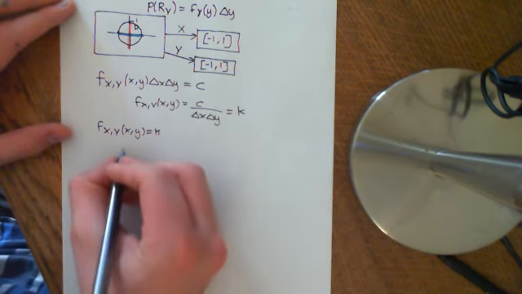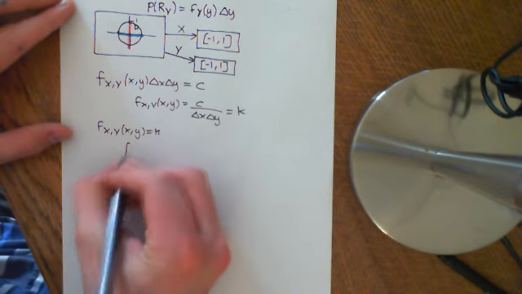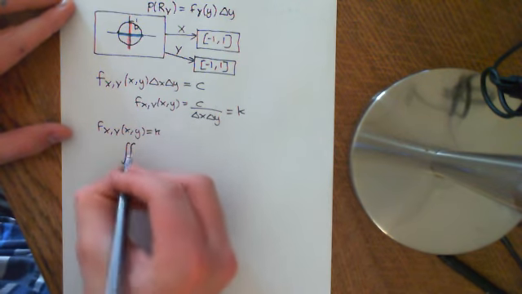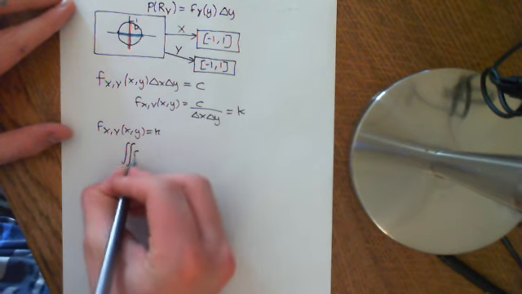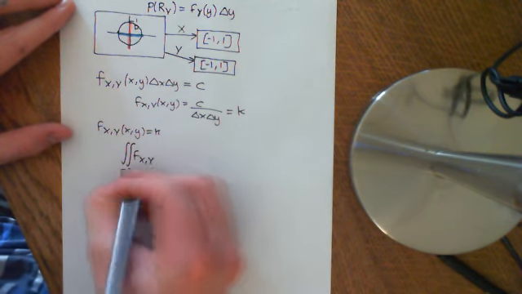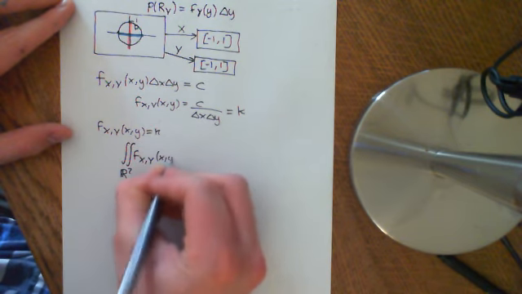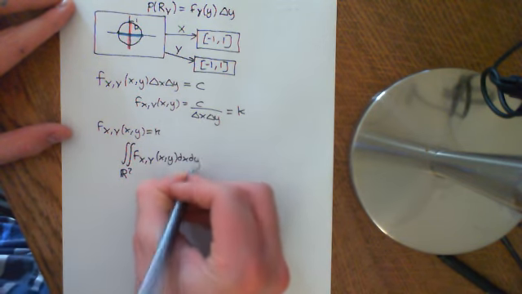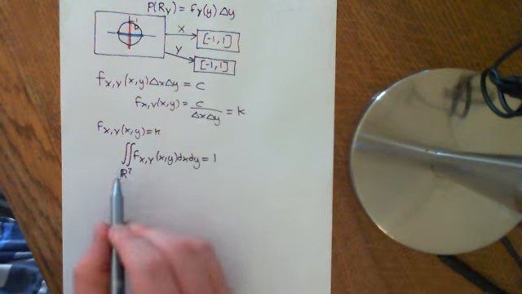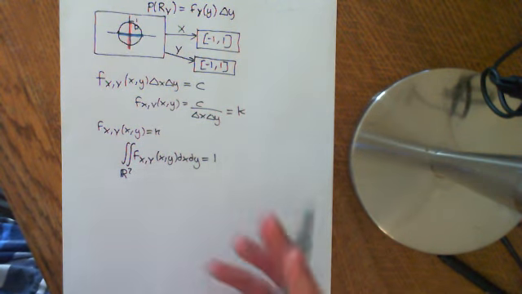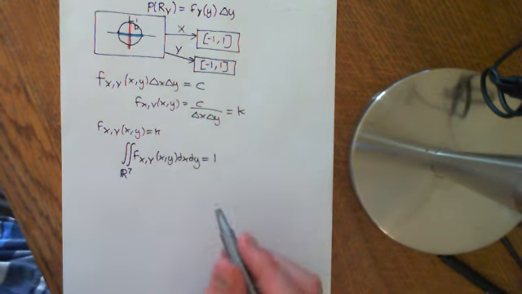Now, that means we know that if we integrate over all of R2 the joint PDF of x and y as a function of x and y, dx dy, we want that to equal 1, because of course the probability of the event that absolutely everything happens, anything happens really, should be equal to 1.